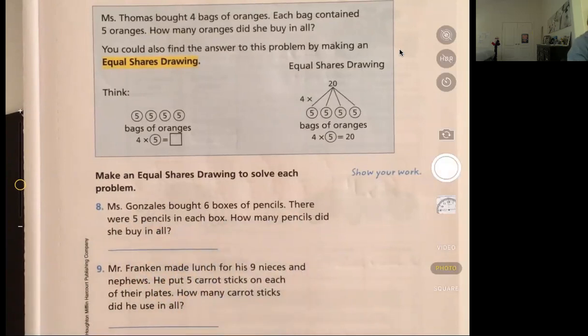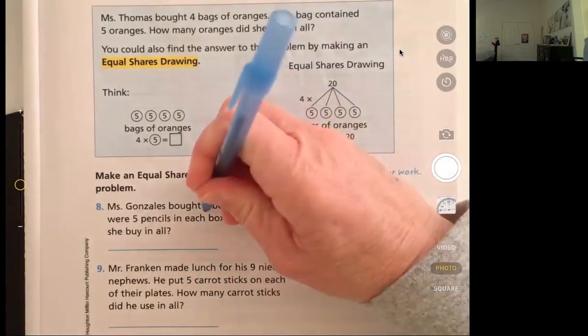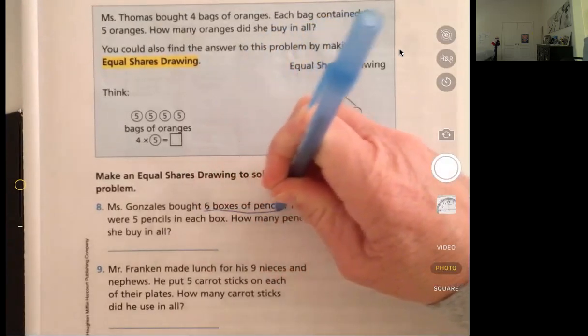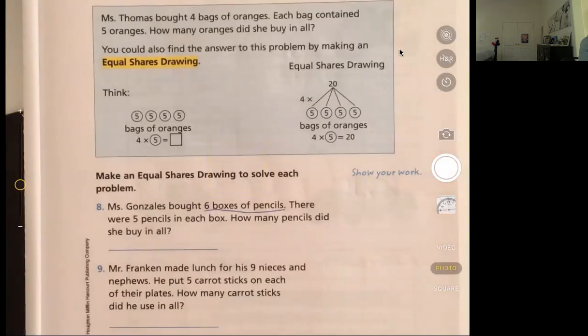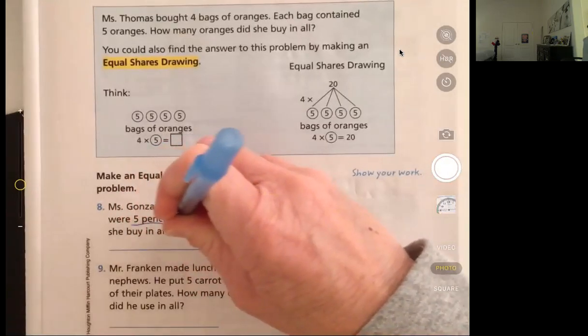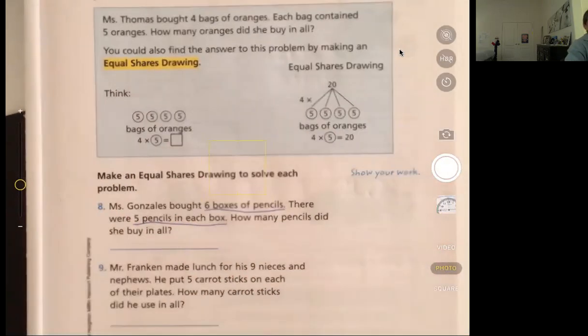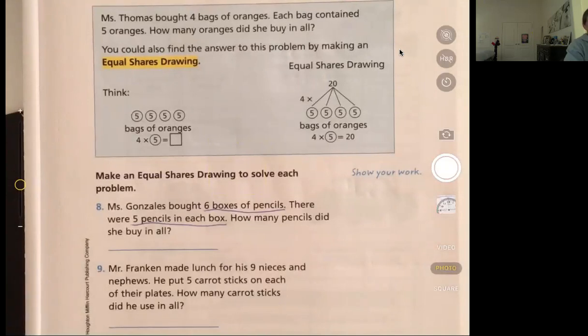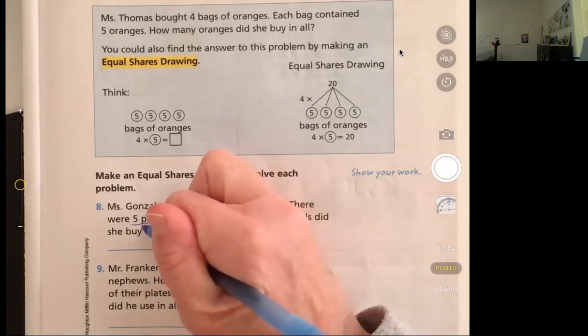So there are some key words there. I'm going to use my pen and you can use your pencil, and I want you to underline some of the key words and information with me. So I know that I have 6 boxes of pencils. I also know that there are 5 pencils in each box. Ooh, I already heard a count by, and I'm already hearing an equal share for my groups. I'm super excited. And then I know the question, how many pencils did she buy in all? Now I'm going to put a box around in all.